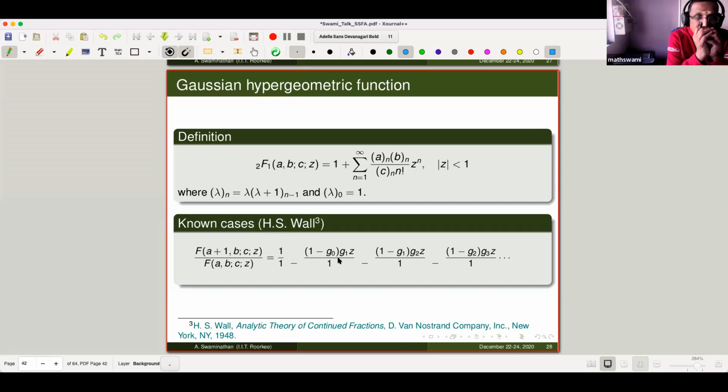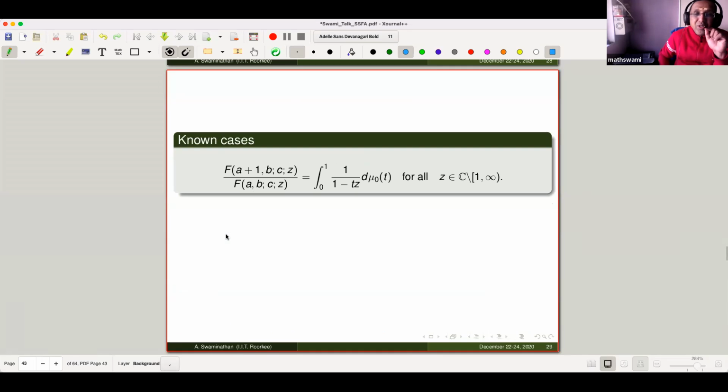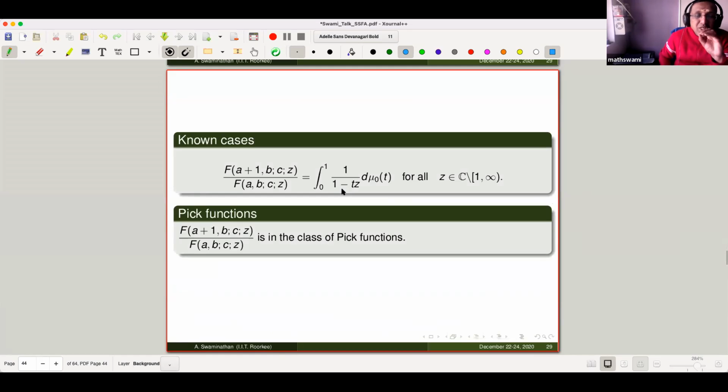In fact, it was mentioned by Professor Bhargav in his talk also, such ratios, and here precisely these ratios are going to have a G-fraction expansion available. Once they have a G-fraction expansion, it precisely means that they are in the class of Pick functions. It is given that they have this particular integral Stieltjes representation, and once they have this Stieltjes representation, they are in the class of Pick functions. The only small information I am missing is that it is true for all z in the unit disk.